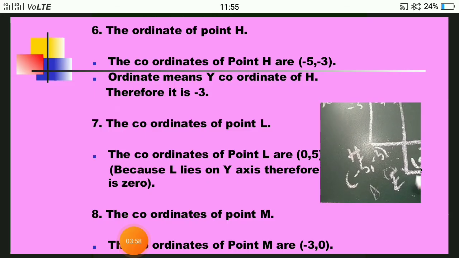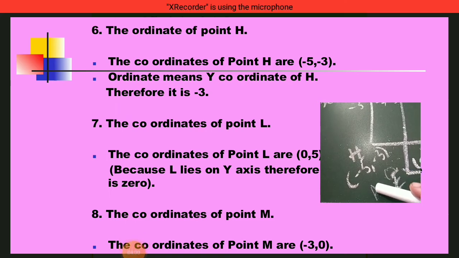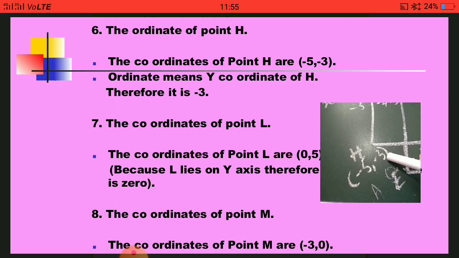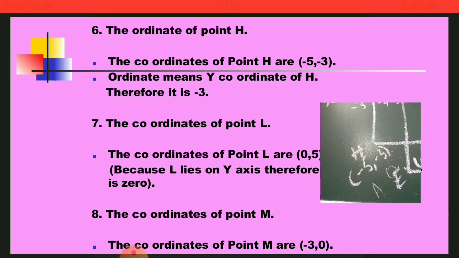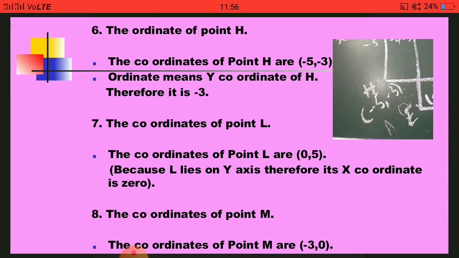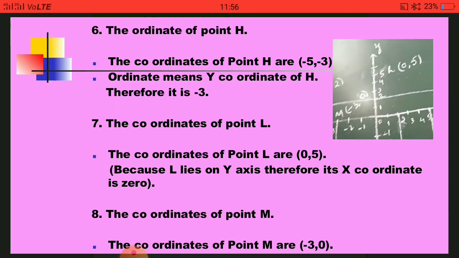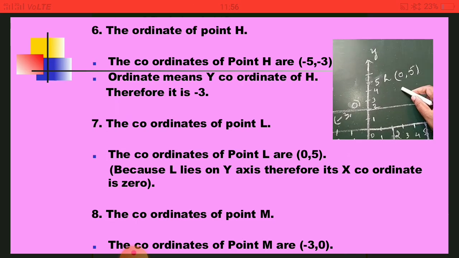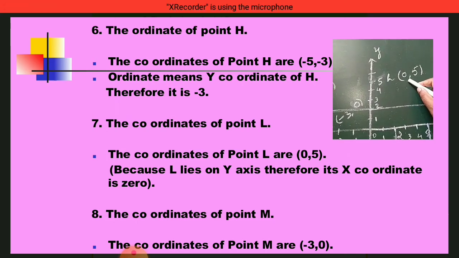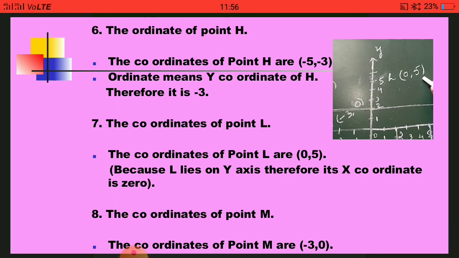Next question is ordinate of H. Abscissa is -5. Ordinate is -3. Can you say what I should write? I should write ordinate. So, I have written in the slide only the ordinate. Copy from the slide, children. Next, coordinates of point L. As L lies on y-axis, I should write the x coordinate as 0 and the y coordinate as 5.